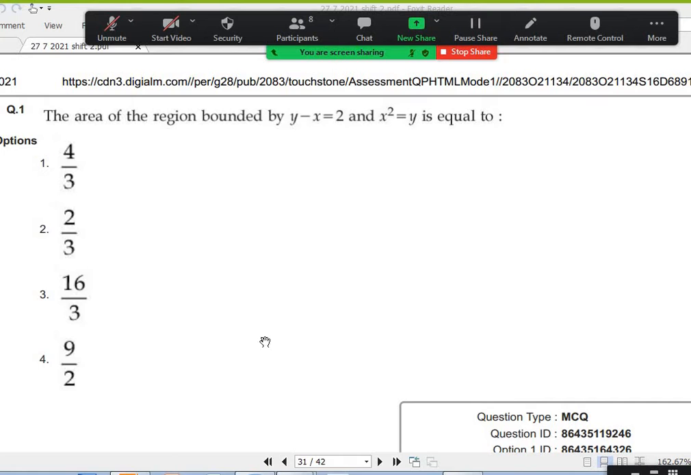This is 27/7/2021, 3 to 6, that is shifted to mains paper. Very first question. They want the area between y minus x equal to 2 and x square equal to 1.